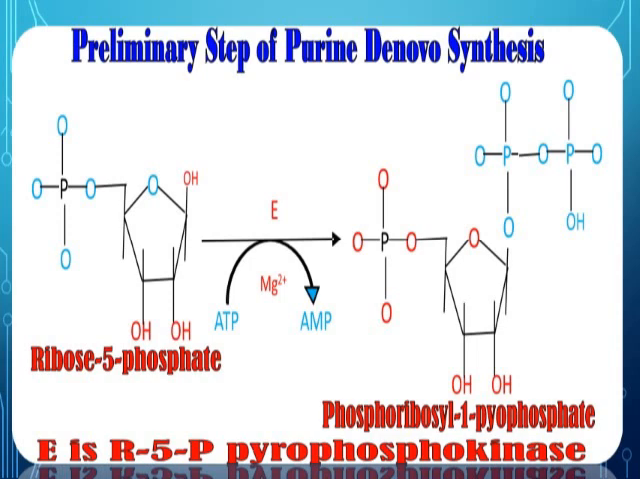It's actually an activation. This is ribose 5-phosphate. This is the formula for ribose 5-phosphate. This is the ribose sugar, and this is the phosphate group. The two of them constitute ribose 5-phosphate. It is called ribose 5-phosphate because the phosphate group is attached to carbon 5. This is carbon 1, carbon 2, carbon 3, carbon 4, and carbon 5. So we call this ribose 5-phosphate.